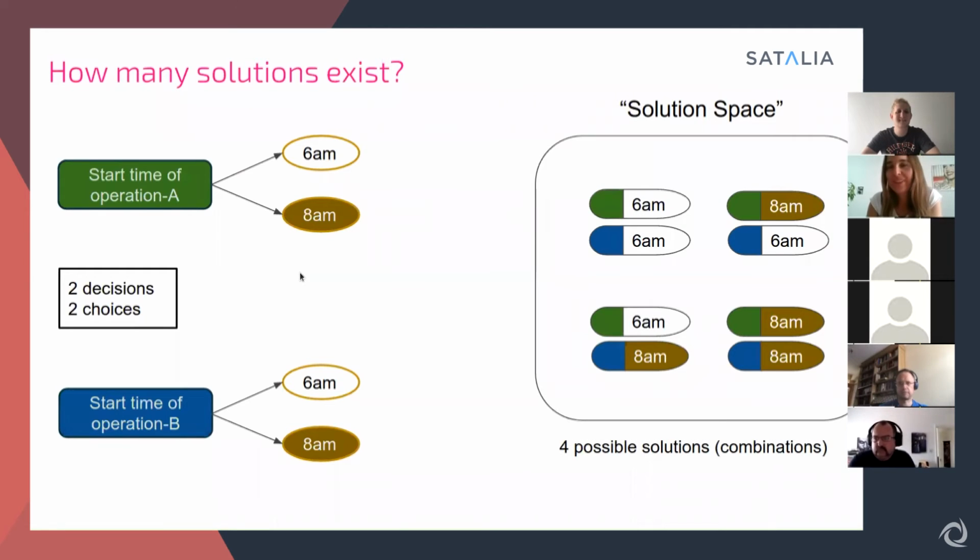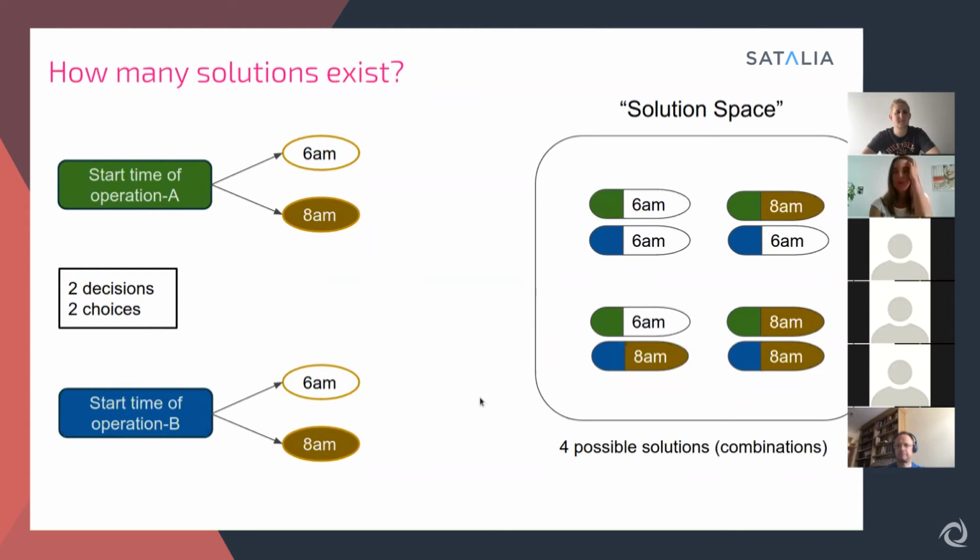Okay, so the solution space, what we call the solutions we have, are four possible solutions. We can either say both are going to start at 6 a.m., one starts at 8 and the other at 6, one at 6 and one at 8, or both at 8. Those are the possible combinations we have. The set of solutions we typically call the solution space in mathematical terms.